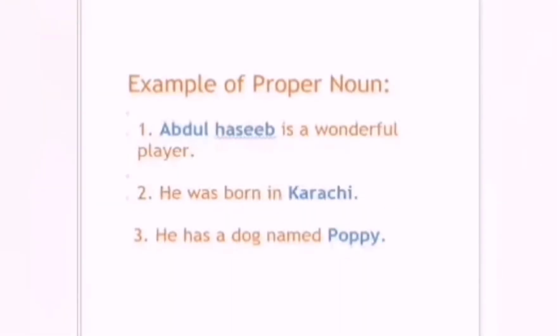Let's have a look on examples of proper noun. Abdul Hasib is a wonderful player. He was born in Karachi. He has a dog named Poppy. The proper noun is Abdul Hasib, Karachi and Poppy. We write it with the capital letter.